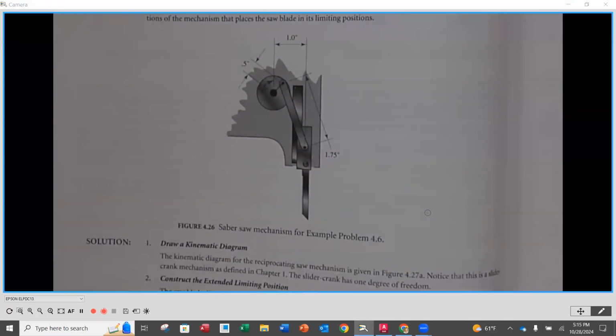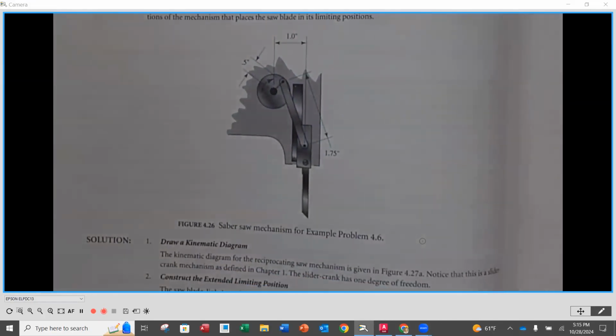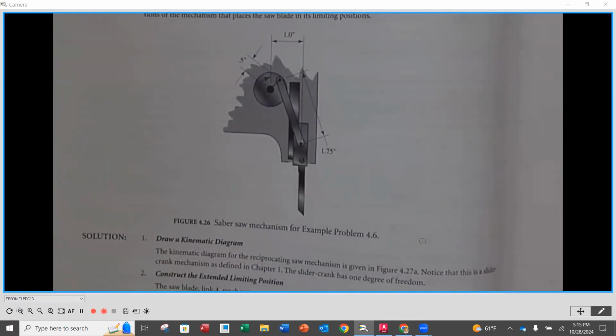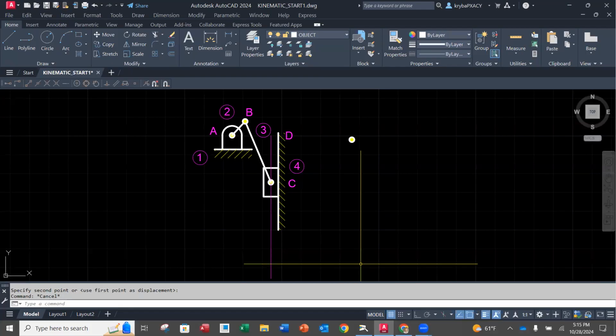Then the next thing that we're going to do before we move to the next step in CAD, we want to calculate or determine the degrees of freedom that are here. Okay. So I'm going to bounce back to my AutoCAD. And we are going to determine the degrees of freedom. So do you guys remember sample 4.6? Do you guys remember the equation for the degrees of freedom?